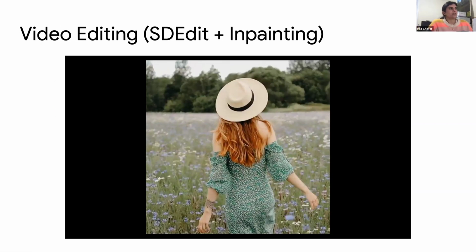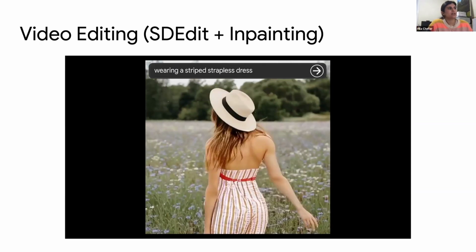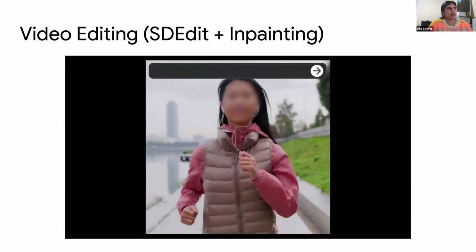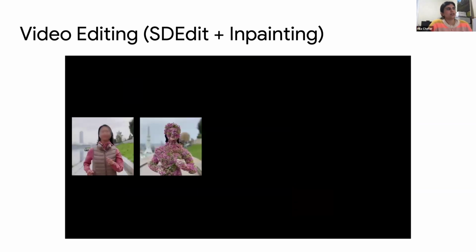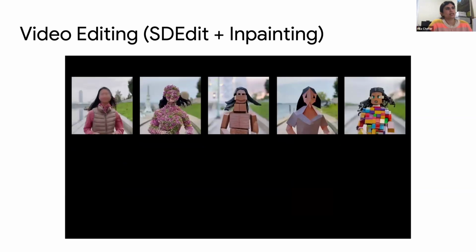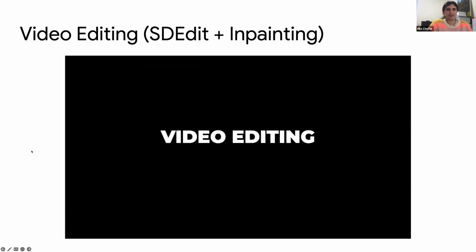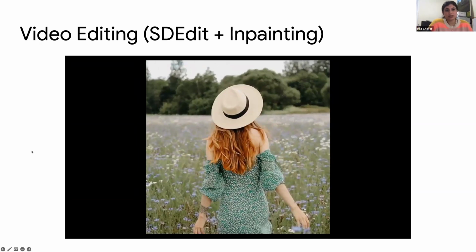And just to show you some results of video editing, these are editing results with inpainting. So you can see that we can switch the clothes of the woman or switch the material the woman is made out of. So flowers or wooden blocks or origami or toy bricks. Yeah, so some cool video editing results that are pretty simple to achieve, actually.